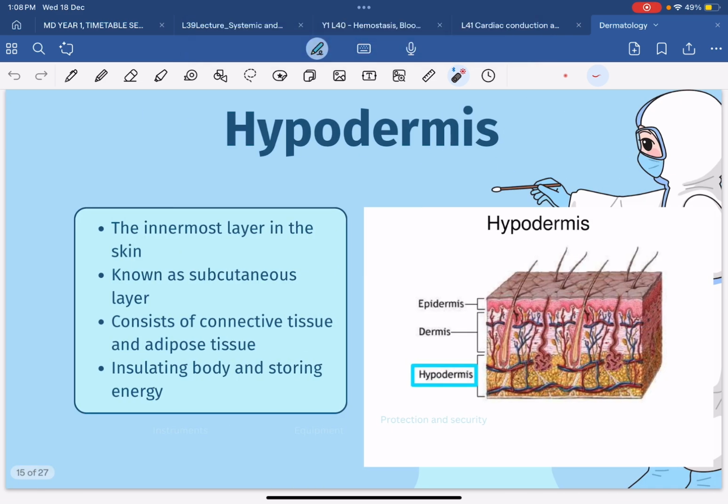So the next, third one, which is the innermost layer in the skin, is the hypodermis. I will share briefly about the hypodermis. It's the innermost layer in the skin, known as the subcutaneous layer, and it consists of connective tissue and adipose tissue, and it acts as insulation for the body and stores energy.